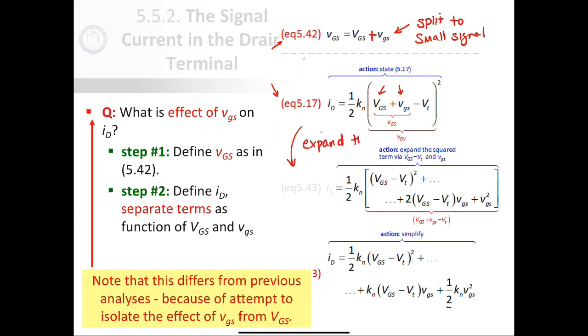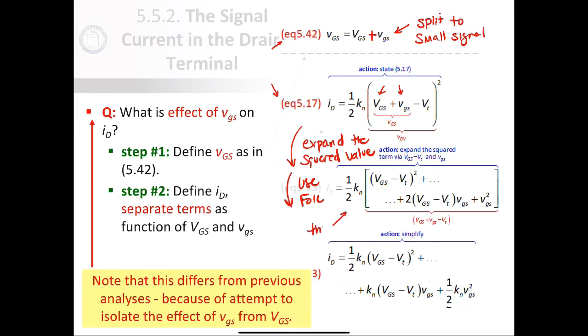So what if we expand it? When we expand it, we're going to group VGS minus VT together and little vgs by itself, right? Because if you use FOIL, that's what it's called, when you multiply a second order polynomial. You need to have two different terms, like x plus y squared. So our x is going to be big VGS minus VT, and then our y is going to be the little vgs. When we multiply that out, we end up with this.